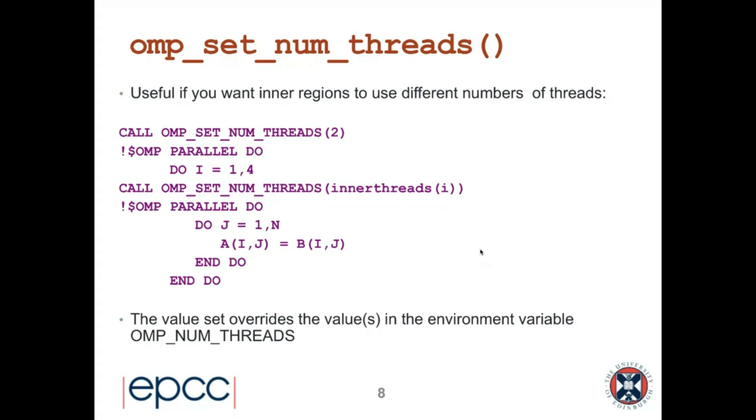So not only for each parallel region controlled by every thread, but in fact there are going to be a total of 4 instances of that inner parallel region, 2 on each of the outer threads. So I could choose to use a different number of threads for all of those instances of the inner parallel region.